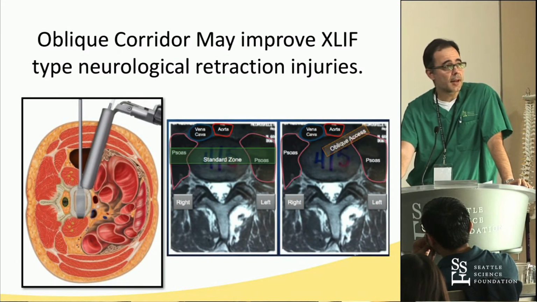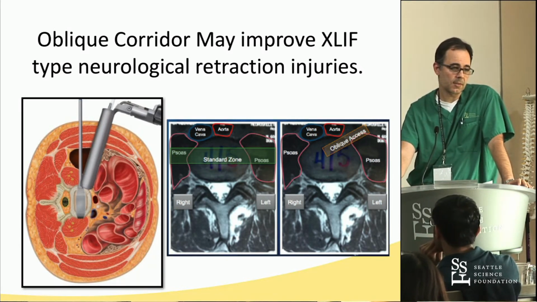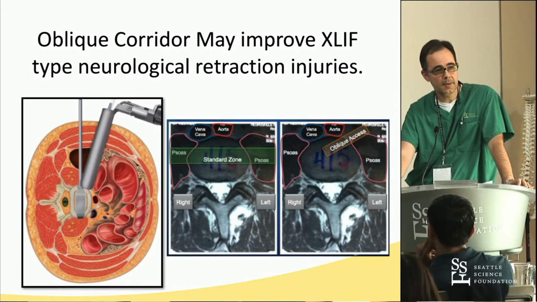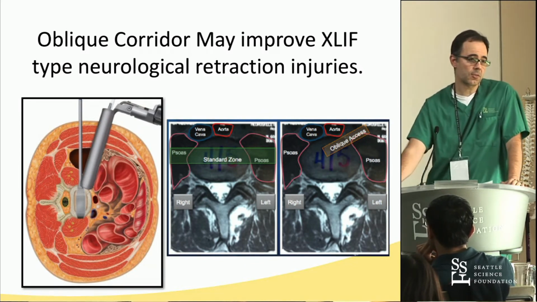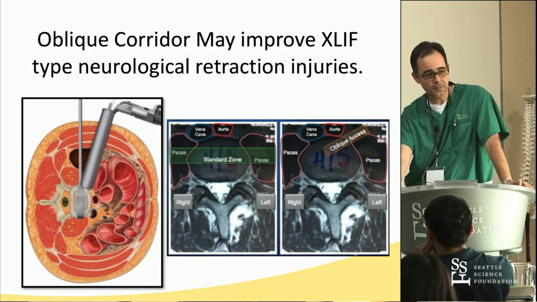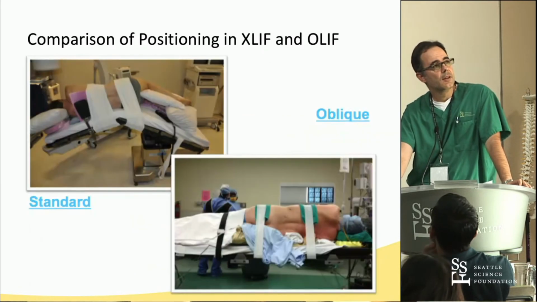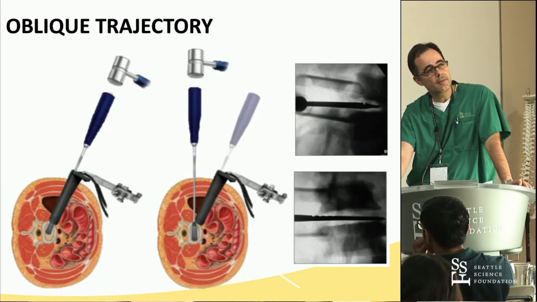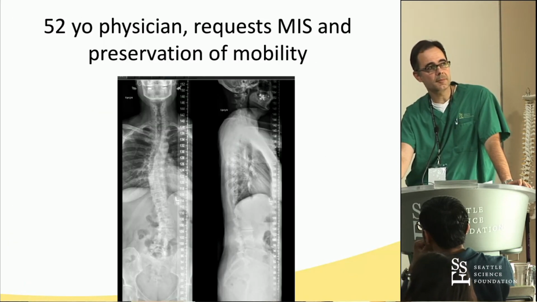One of the concepts that I like to think about is what's the safest way to do an ALL release, and I think the oblique corridor may potentially be a safer way to access the ALL rather than through the trans-psoas approach, because you're closer to the ALL in this oblique corridor when doing the OLIF procedure. So again, that oblique trajectory, you dock it right on the left side, anterior to the psoas, closer to the ALL, and it gives you a better opportunity to access that.